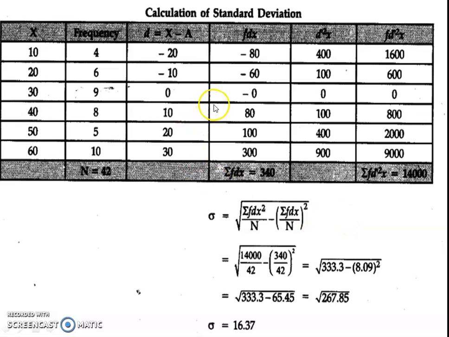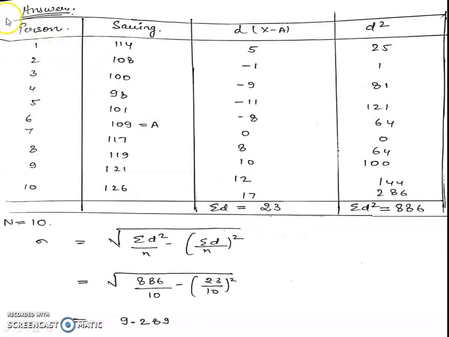Calculation of the standard deviation, obviously the same example we have to follow. Let us check the person and saving. Persons 1, 2, 3, 4, 5, 6, 7, 8, 9, 10. Saving: 114, 108, 100, 98, 101, 109, 117, 119, 121, 126. Here, what is given?